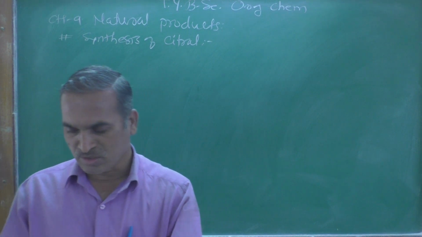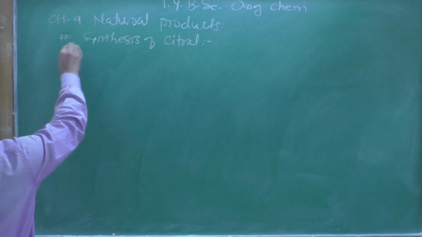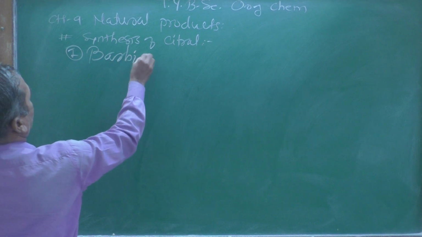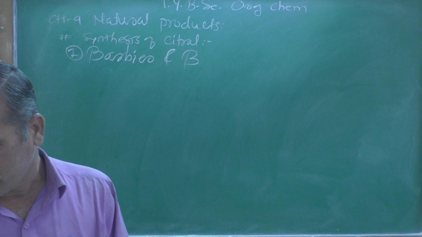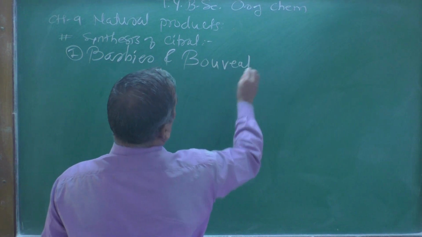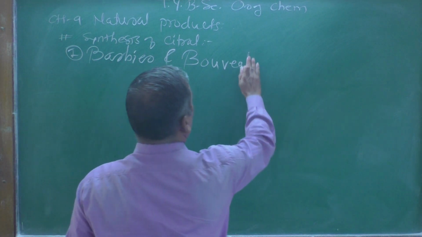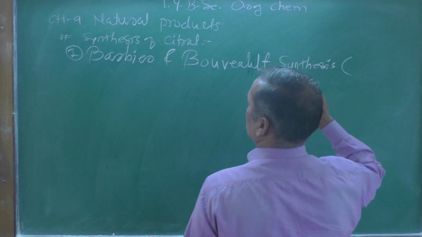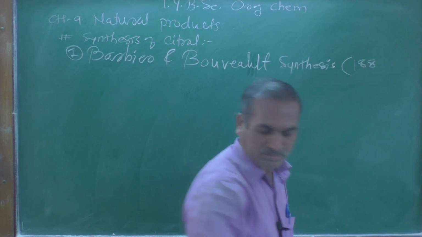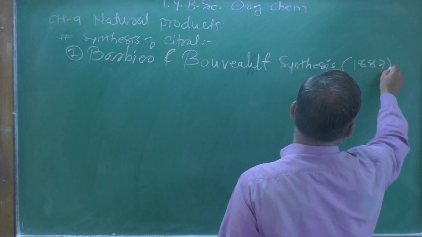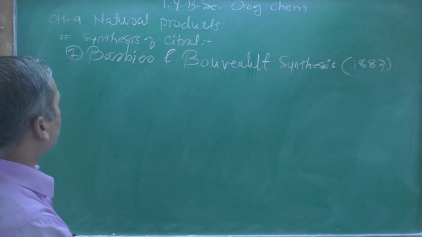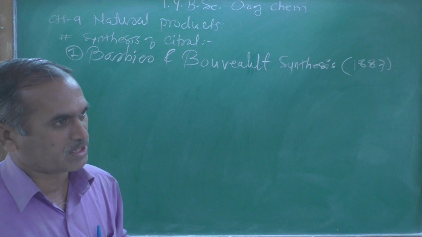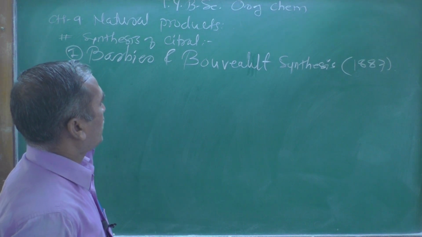The name of that synthesis is very well known, the first one here, the Barbier and Bouveault synthesis. He synthesized this compound in 1887. This is the year. In this year he synthesized citral. So the question is: give the synthesis of citral or discuss the Barbier and Bouveault synthesis.